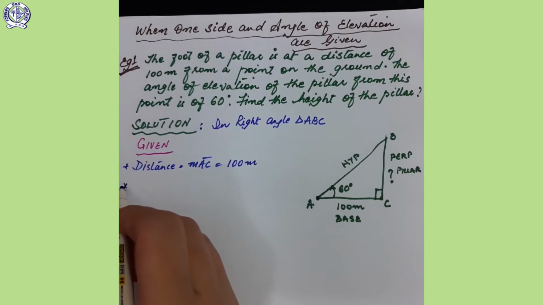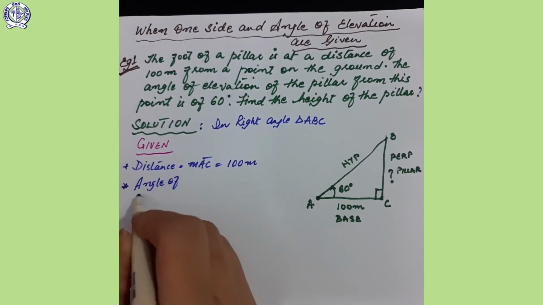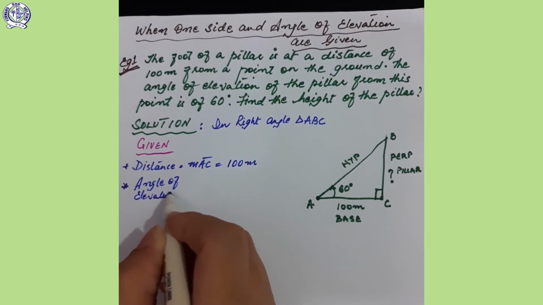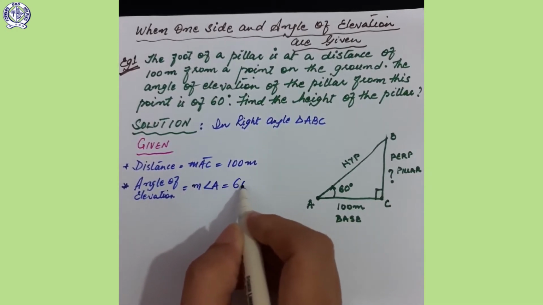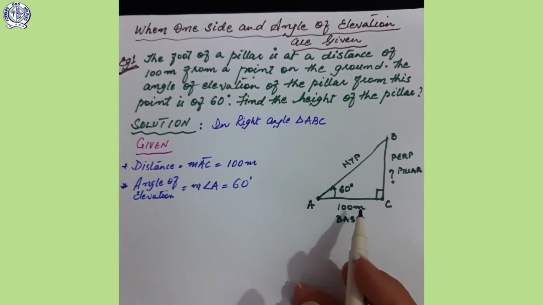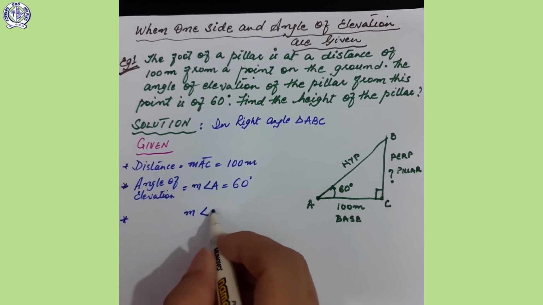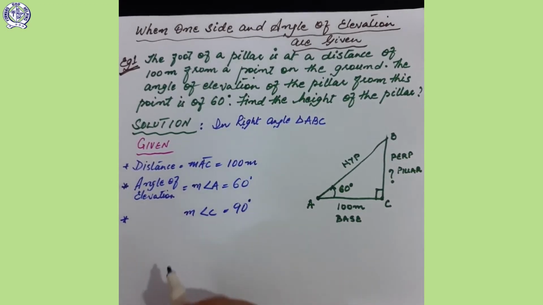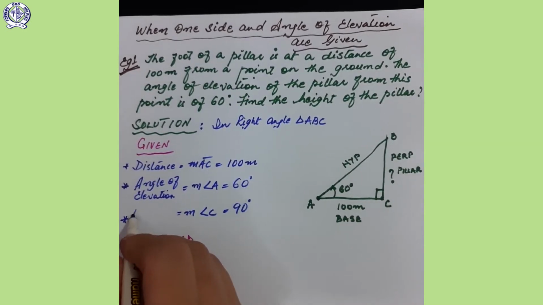Next value, angle of elevation. This is angle A, is given 60 degree, and this is a right angle triangle, so it means that angle C is 90 degree. So you can say that angle C is 90 degree. So these are the given values, and what is required we will also write. So required, here you will mention right angle.